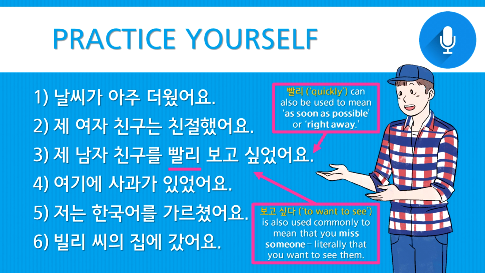여기에 사과가 있었어요. There was an apple here. 저는 한국어를 가르쳤어요. I taught Korean. 빌리 씨의 집에 갔어요. I went to Billy's house.